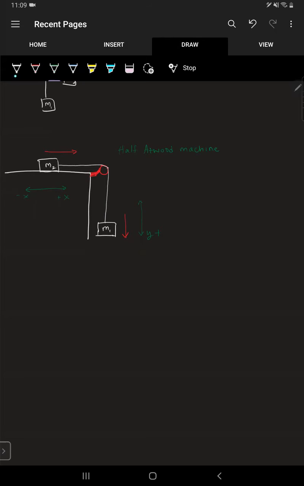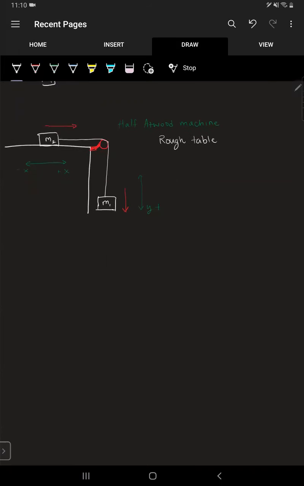So now let's draw the free body diagram for this on a rough surface, a rough table. Considering that this table is rough, let's make this M1, let's make this M2.